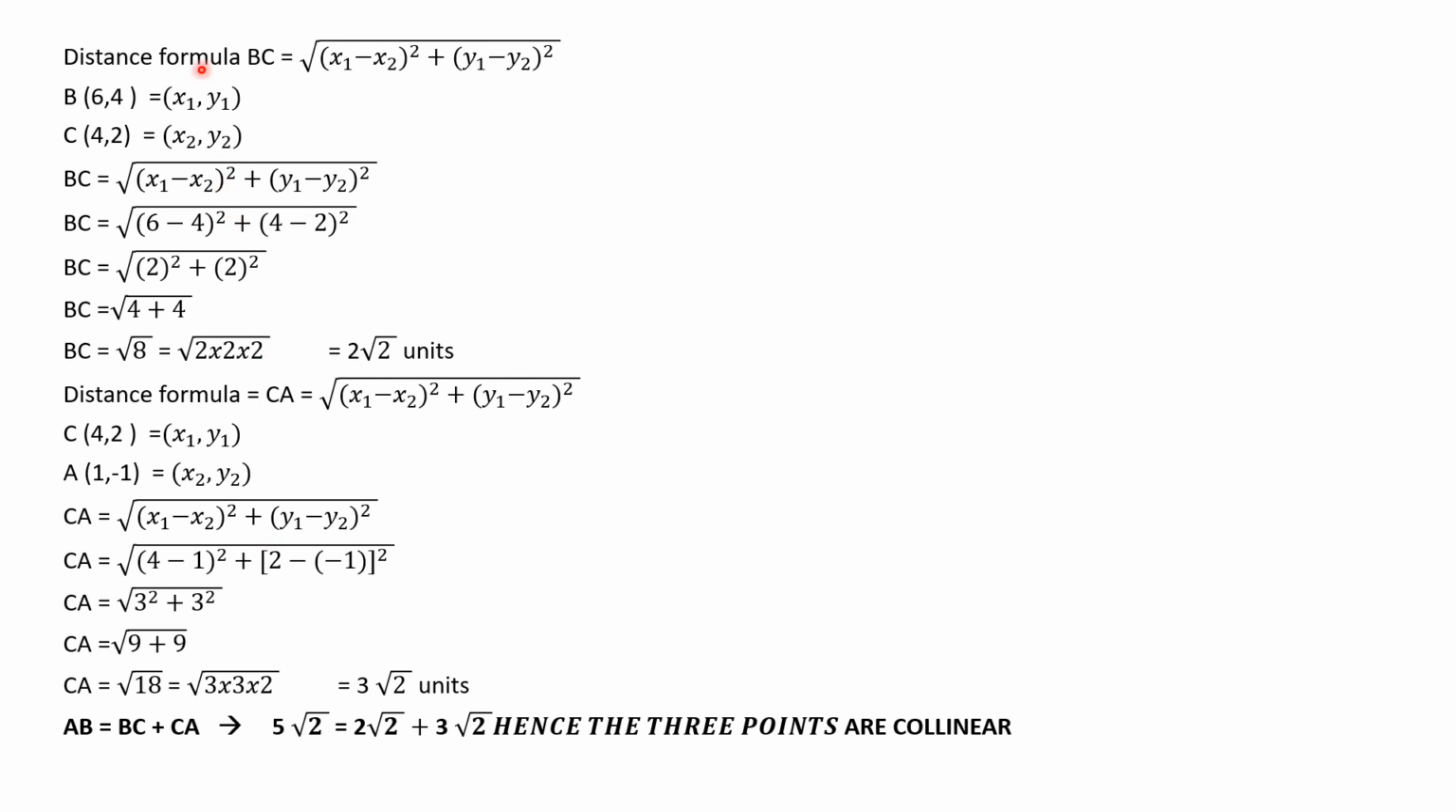Then you have to find out the distance of BC. You will get 2 root 2, and CA, you will get 3 root 2. And you take AB equal to BC plus CA, that is, AB is 5 root 2, that is equal to 2 root 2 plus 3 root 2. 2 plus 3 is 5 root 2, hence we got the answer, hence the 3 points are collinear.